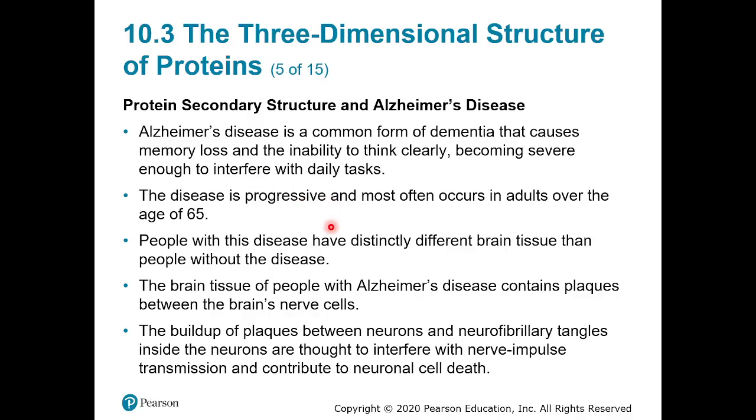The disease is progressive, most often occurs in adults over the age of 65, though you can have early onset dementia and Alzheimer's. Okay, that is a possibility. People with the disease have distinctly different brain tissue than people without the disease, though it's actually related to a number of other conditions that are also very similar to Alzheimer's disease, where they develop plaques. The brain tissue of people with Alzheimer's disease actually contains plaques between the brain nerve cells.